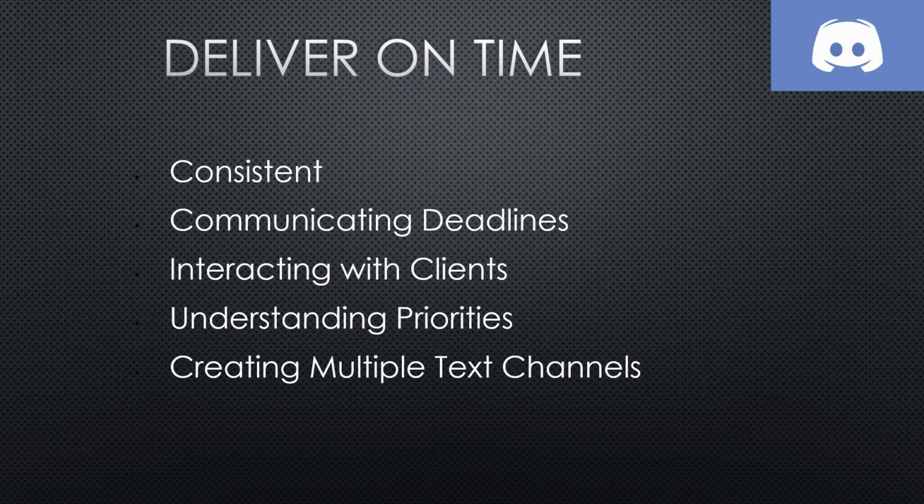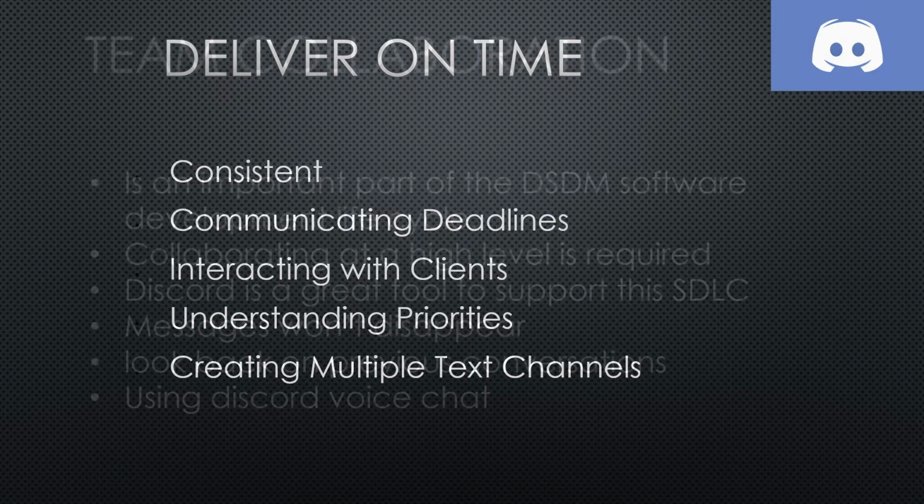Discord has a feature that allows users to create and name multiple text channels. A developer could create a text channel specifically for priority deadlines and post the deadlines in the channel for the major requirements of the product. Features that are not essential could be posted in a separate channel.